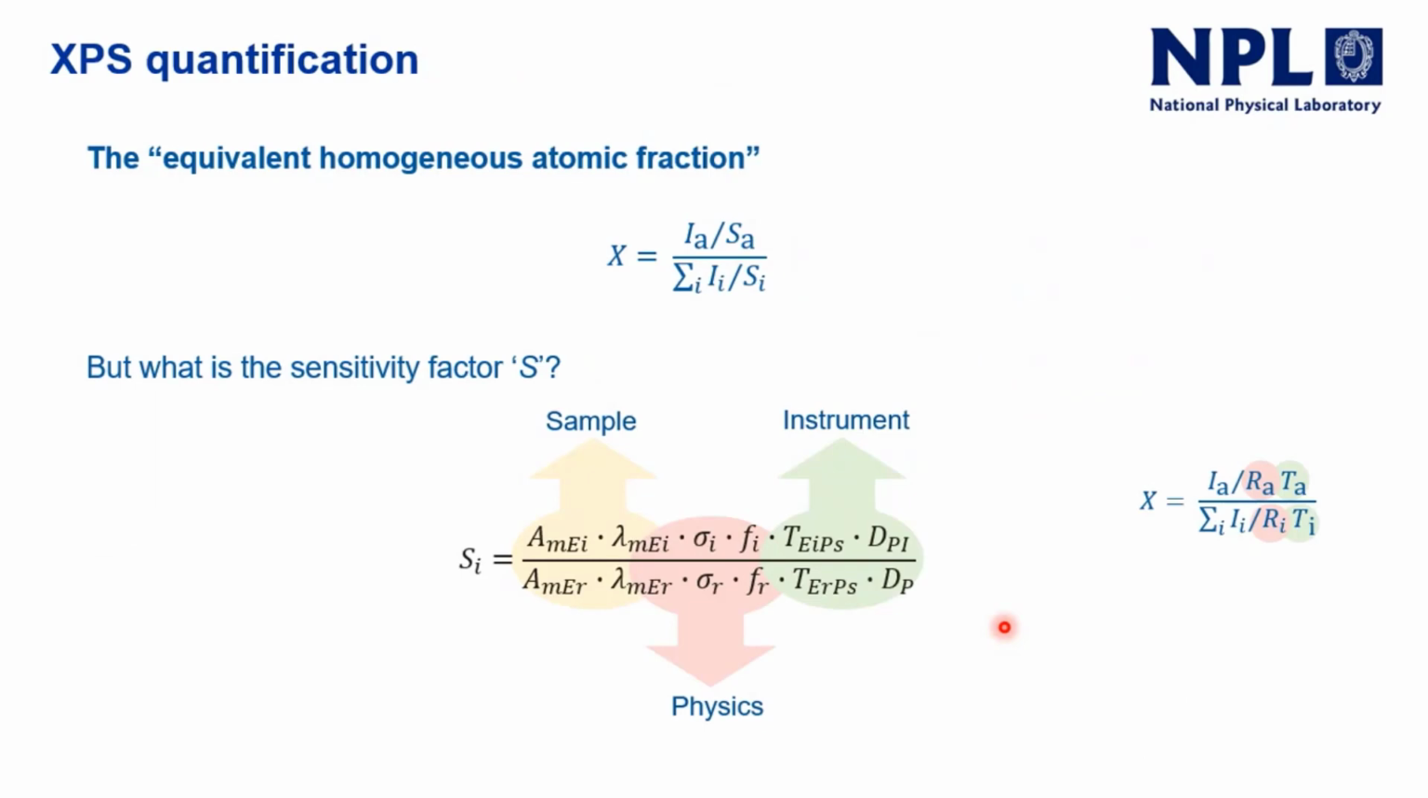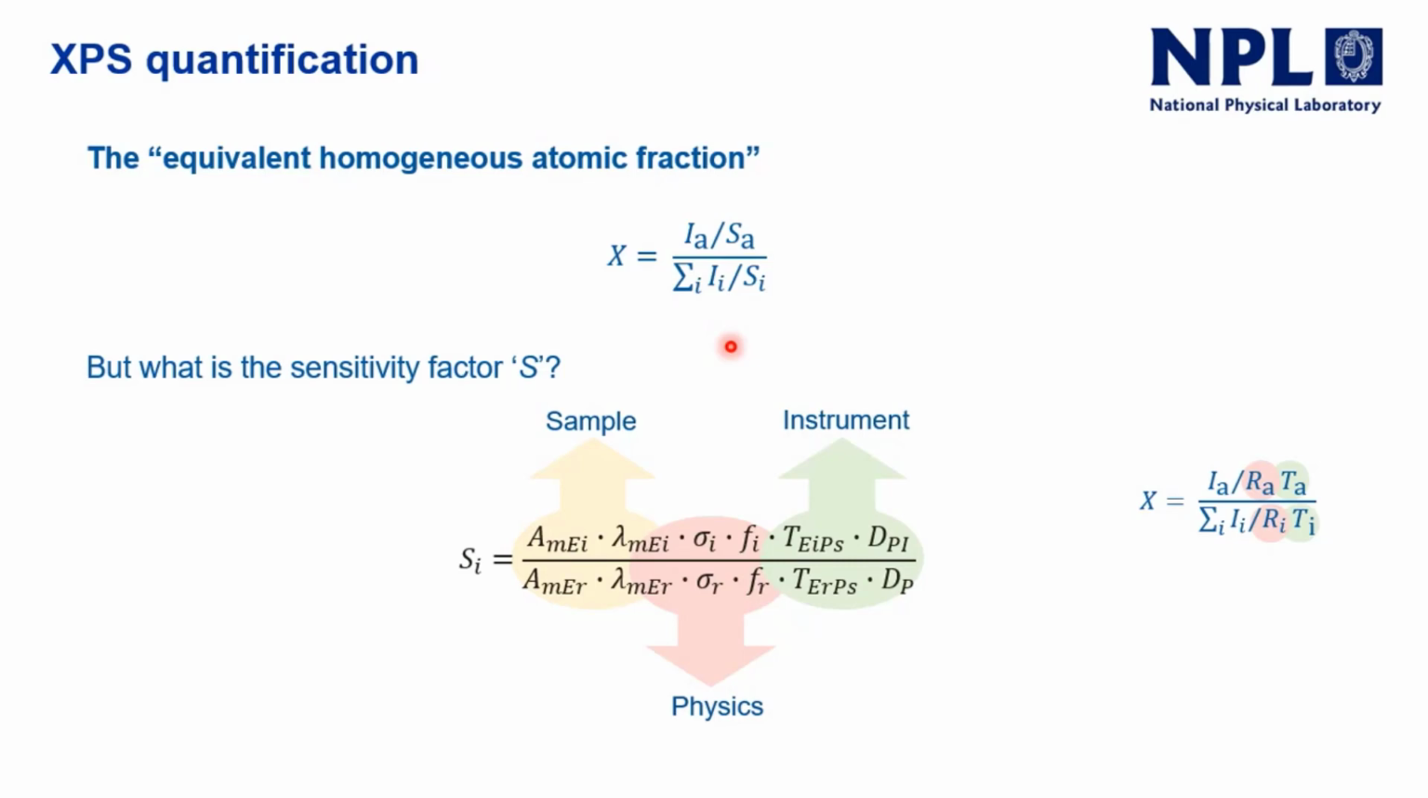So let's go through XPS 101. I hope you know all this already. If you don't, let me know and we can point you at some books. This is what you do when you do your quantification in XPS. You get your intensities from your various different peaks. Never choose two peaks from the same element, otherwise you'll get the wrong composition.